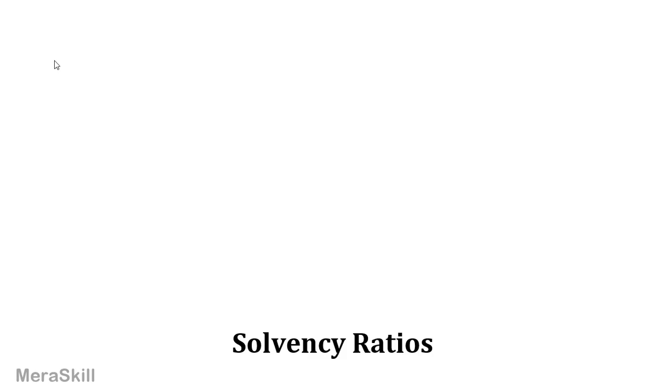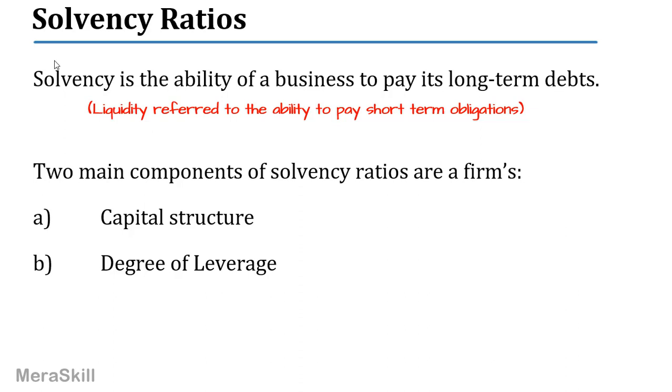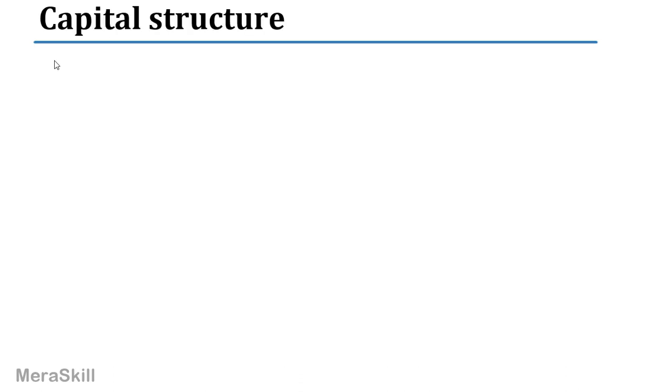Next, let us discuss solvency ratios. Solvency is the ability of a business to pay its long-term debts. What we did just now was liquidity ratio, which is the ability to pay short-term obligations, short-term debts. Two main components of solvency ratios are a firm's capital structure and the degree of leverage. So we'll have capital structure ratios and we'll also look at leverage ratios.